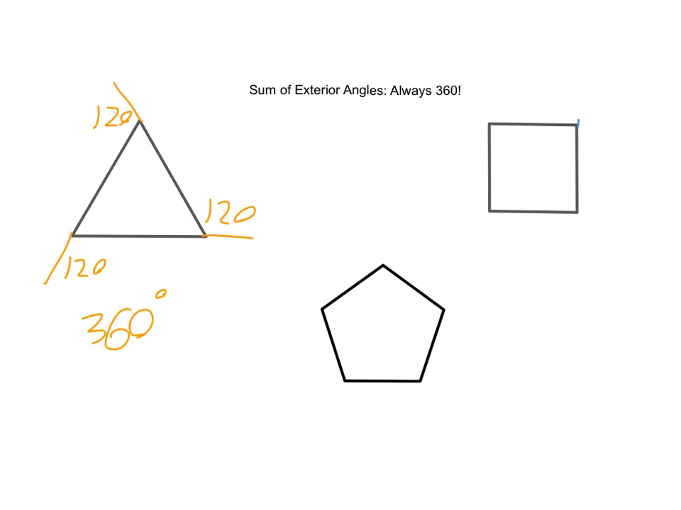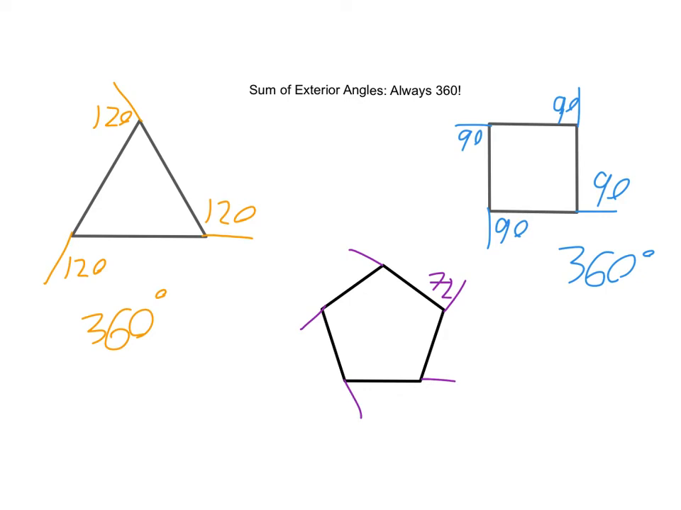In a square, if we extend them all out, we're going to have a measurement of 90, because they're all right angles. 90 times 4 is 360. In a pentagon, if we extend them all out, they'll be 72. 72 times 5 is still 360.